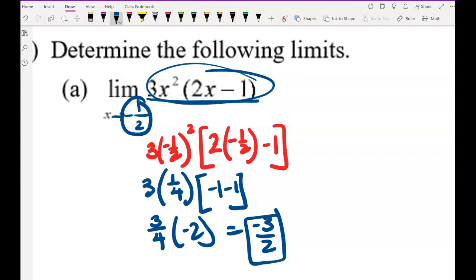What does that really mean? It means the y value is negative 1.5, negative 3 over 2, when the location of x is at negative 1/2.